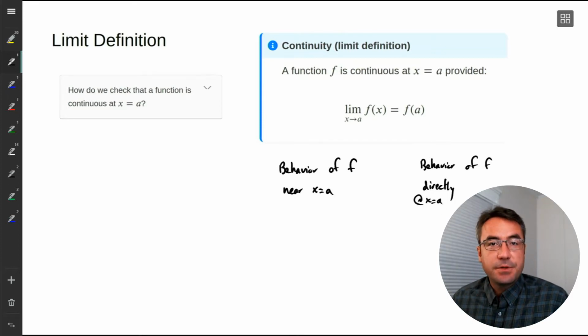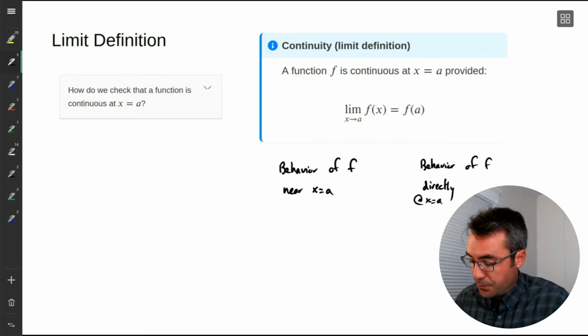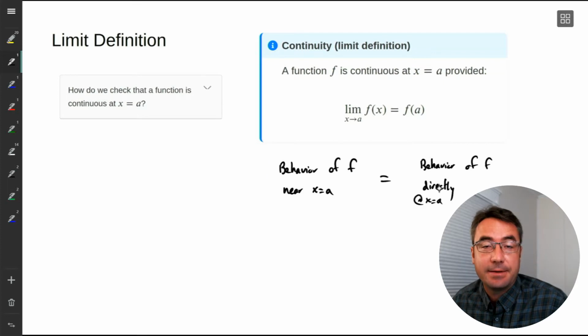So we have this equation, and that's really what it's describing. It's saying the behavior of our function near x equals a is equal to the behavior of our function directly at x equals a.